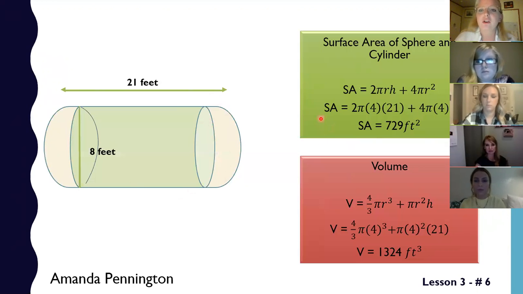So if we go and look at our green box, we see that the surface area equation is going to be 2 pi rh plus 4 pi r squared. And so we know that our diameter is going to be 8 feet. And we know that if we take half of that, that is going to become our radius. So that's going to be 4. So when we plug that in, we're going to get 2 pi times 4 times 21, because it's the height of the figure, plus 4 pi times 4 squared. When we do that and solve, we'll get a surface area of 729 feet squared.